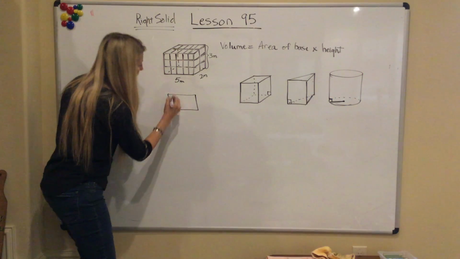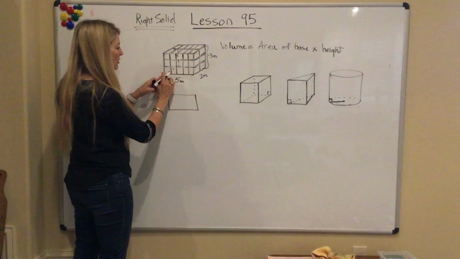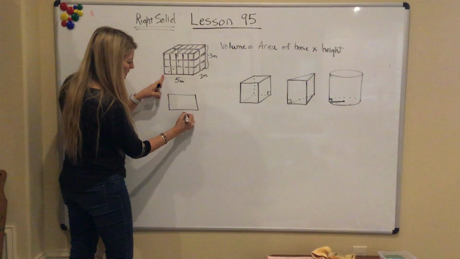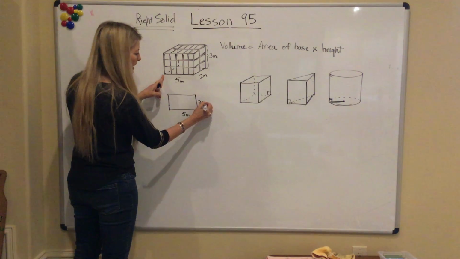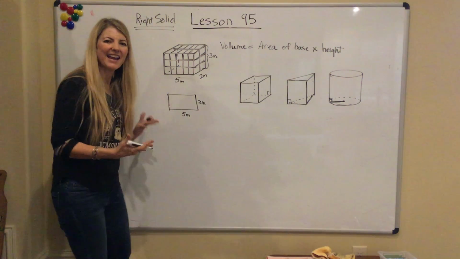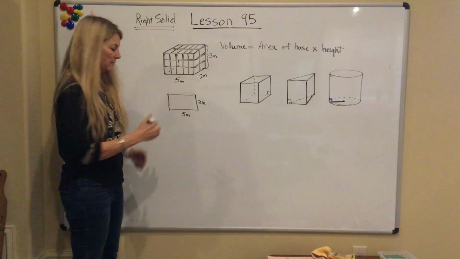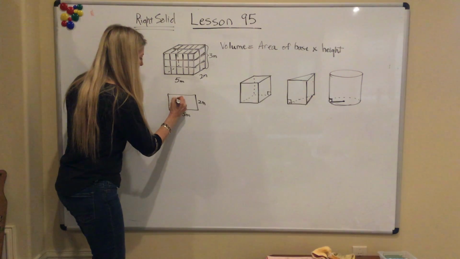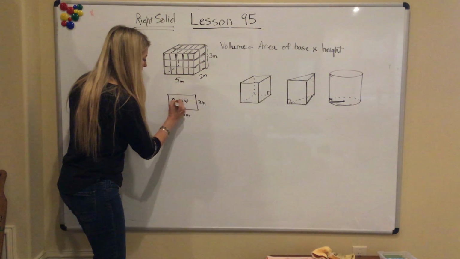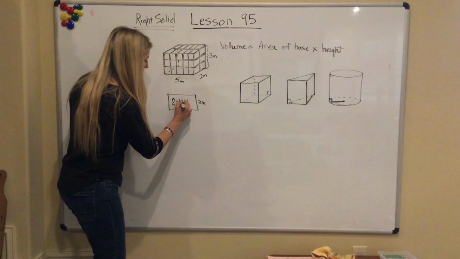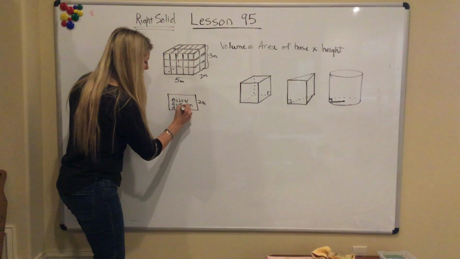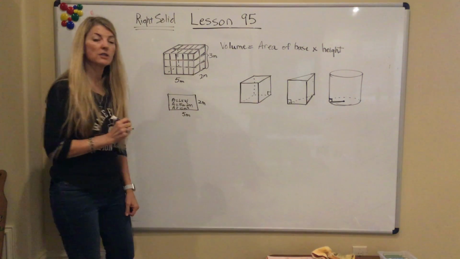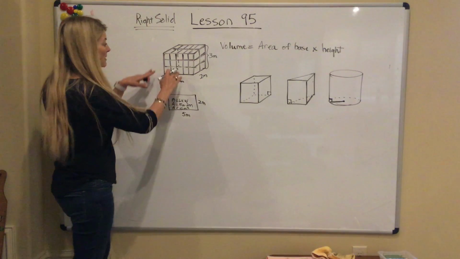And if you look at this figure, one side of the rectangle would be 5 meters. The other side would be 2 meters. So how do you find the area of this base? Well, area is length times width. So area would be 5 meters times 2 meters. So the area would equal 10 meters squared. Okay? So that would be the base.